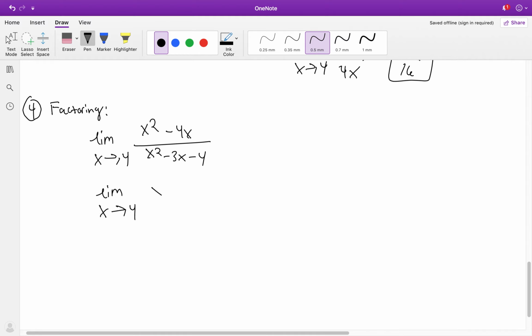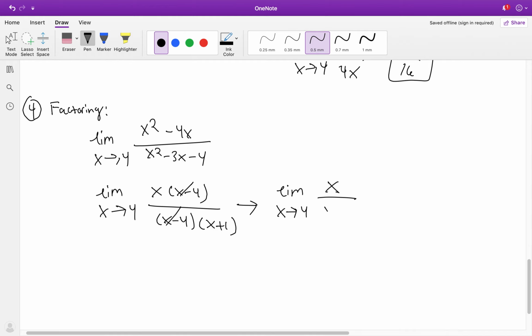So if I factor the top, I'll take out an x. I'll be left with an x minus 4. And if I factor the bottom, I'll have an x minus 4 and an x plus 1. And so immediately from this, I know that these two factors will cancel. So now I'm left with limit as x approaches 4 of x over x plus 1. If we plug in our x value now, we'll get 4 over 5. And that will be our final answer.